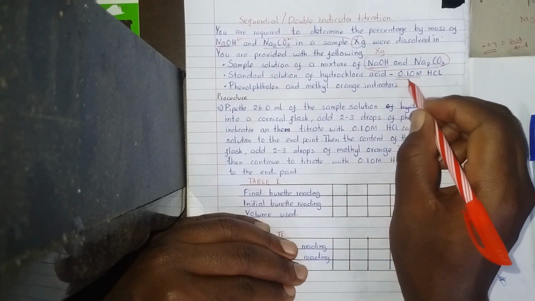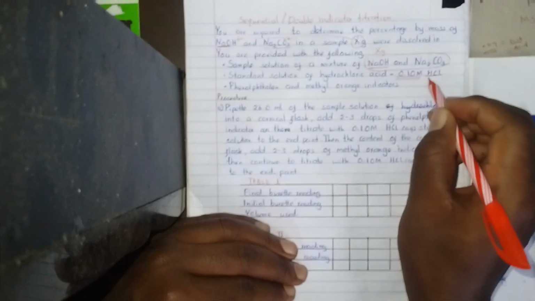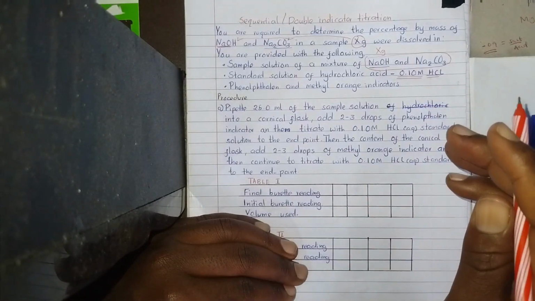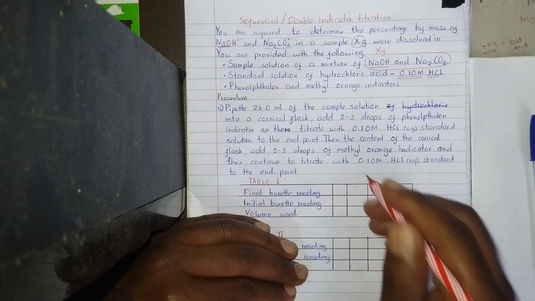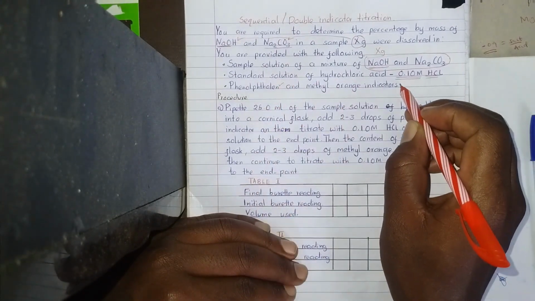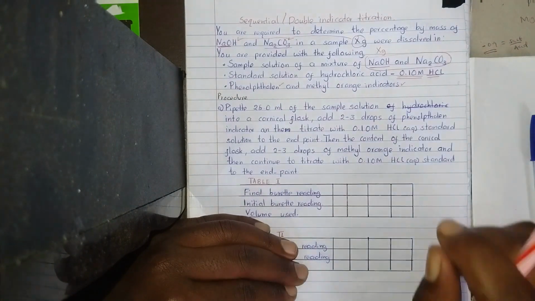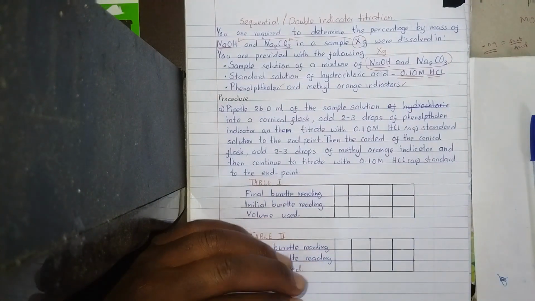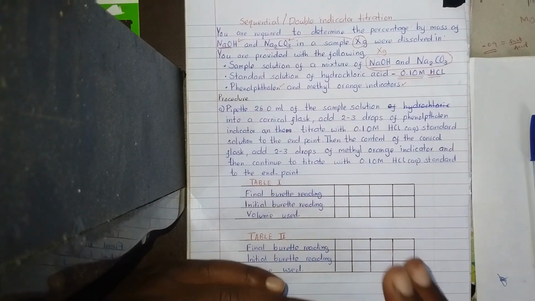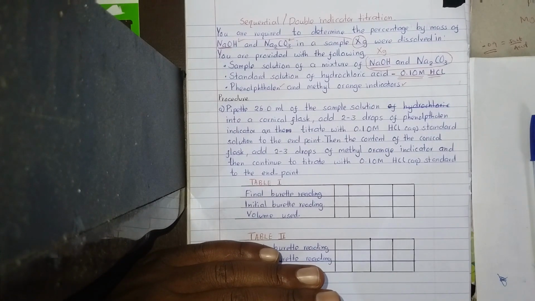Now this is the most important part, 0.1 HCl. So you must consider the concentration of HCl you are given there. Then there are phenolphthalein indicator and methyl orange indicators. These are the indicators that you are going to use. And in sequential or double indicator titration, you usually start with phenolphthalein indicator. Then after phenolphthalein indicator, you go to the methyl orange indicator.